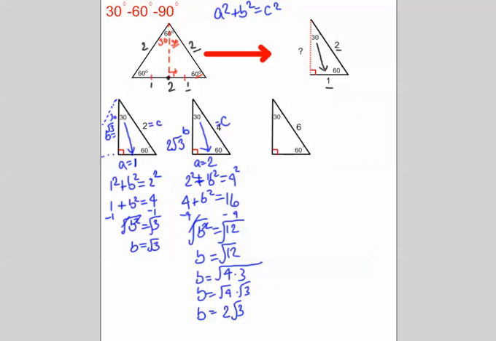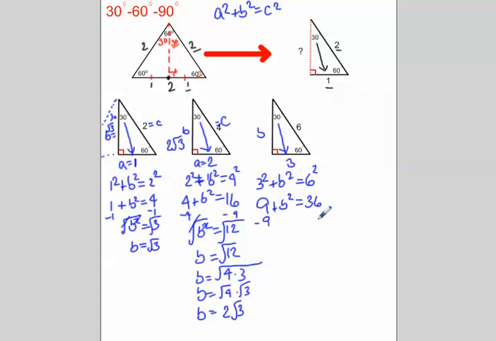Now we have 6. Again, short side is half the hypotenuse, so the short side is 3. We'll call this B. 3 squared plus B squared equals 6 squared. 9 plus B squared equals 36. 3 times 3 is 9. 6 times 6 is 36.